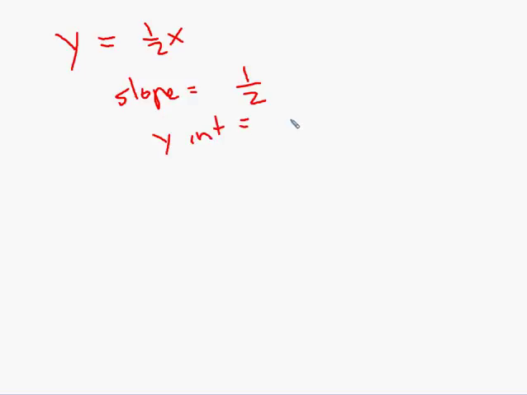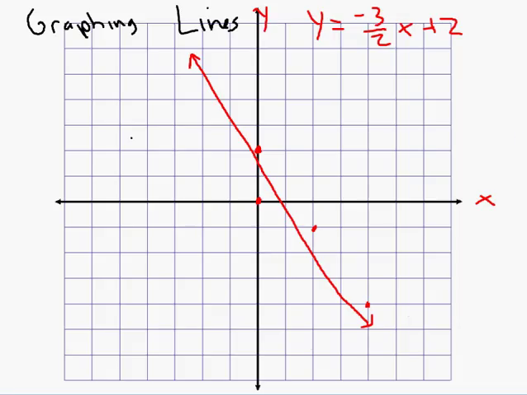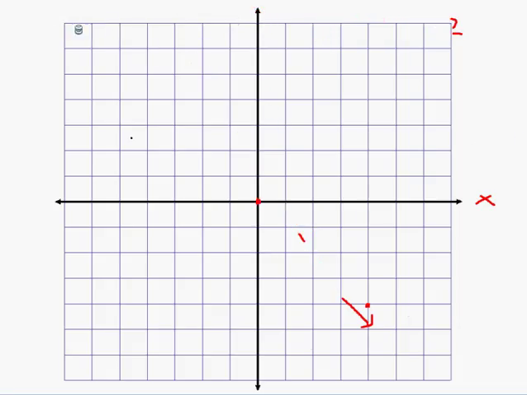All right, so let's say I have y equals 1/2 x. What is my slope? 1/2. What's my y-intercept? 0. So I start at my origin, (0, 0), and I go up 1, right 2. And then I connect.